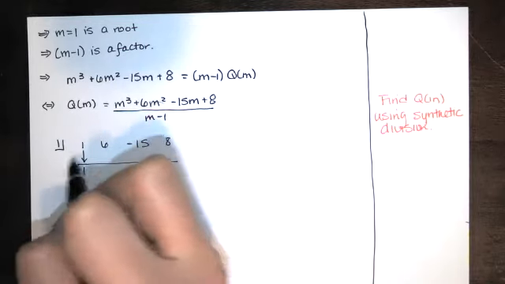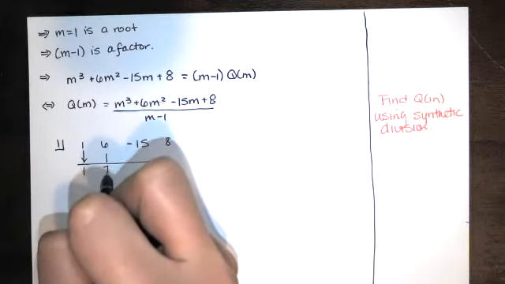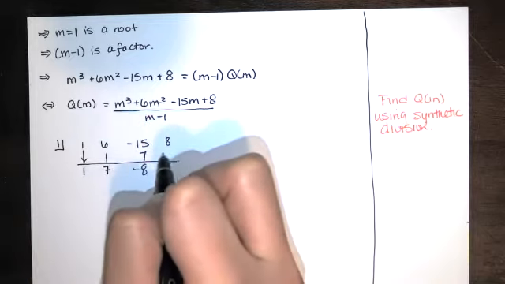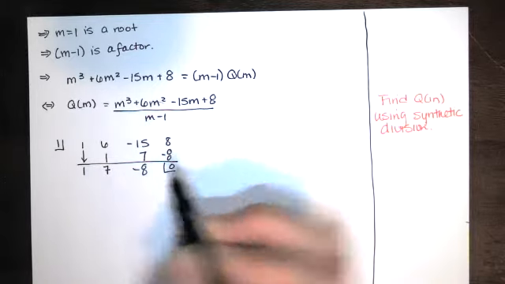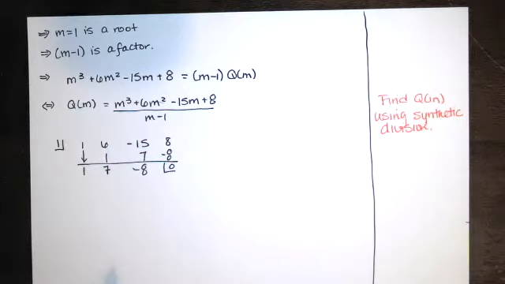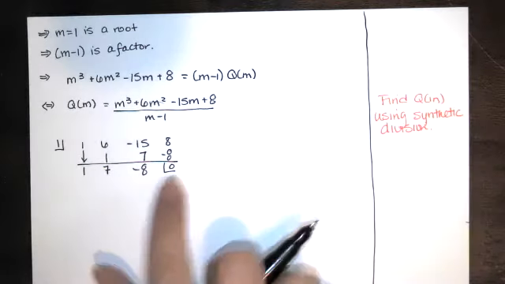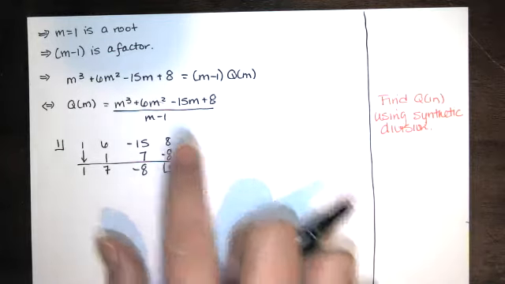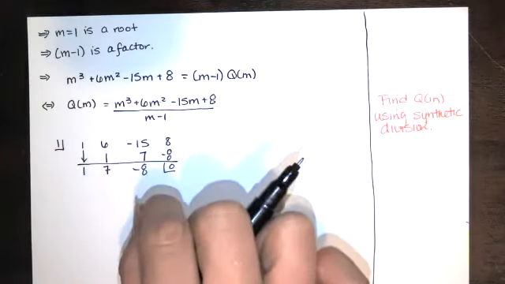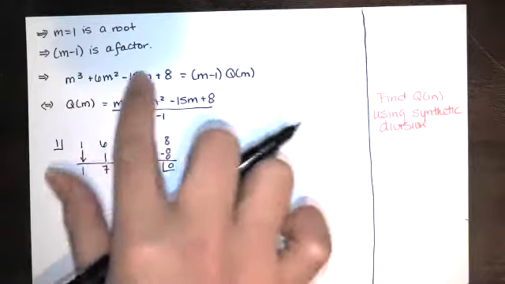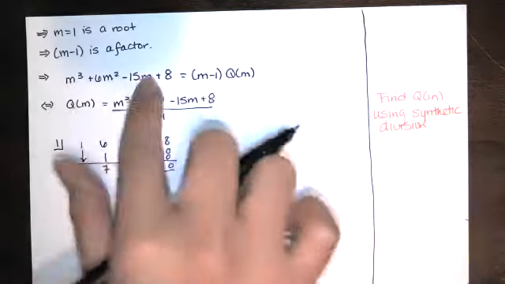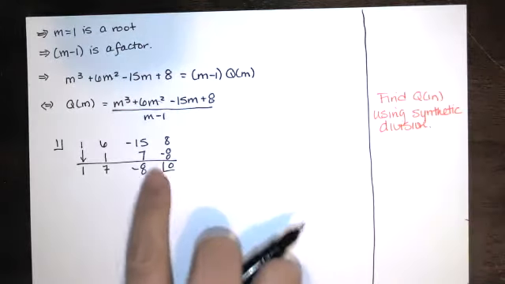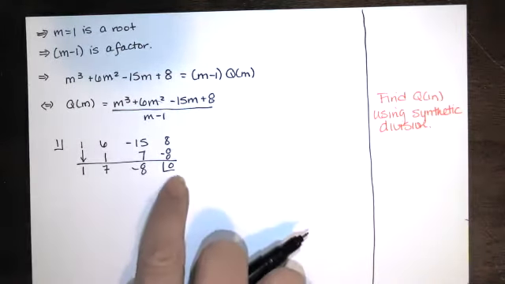Bring the 1 down, multiply, and add. Multiply, and add. Multiply, and add. And then these are the coefficients of the polynomial q. Notice that we get a 0 here. That should be a 0 because that's the remainder, and we should have a remainder of 0 when we take this and divide by this, because this is divisible by m minus 1, and we know this is divisible by m minus 1 because m equals 1 is a root. So if this is a root, that should be a 0.